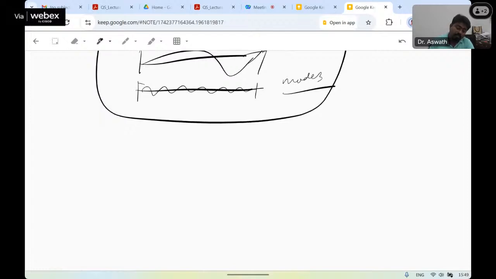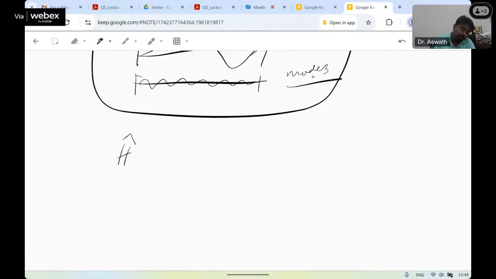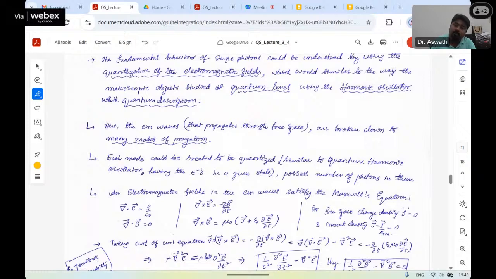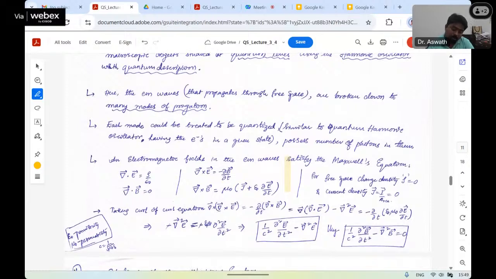Let's try to find the Hamiltonian with respect to the electromagnetic wave. Hamiltonian means what for me? It's a kinetic energy operator plus a potential energy operator. So for an electromagnetic wave, what is it? Electromagnetic waves mean an electric field vector is there, a magnetic field vector is there. They exist in free space. They are oscillating in free space.